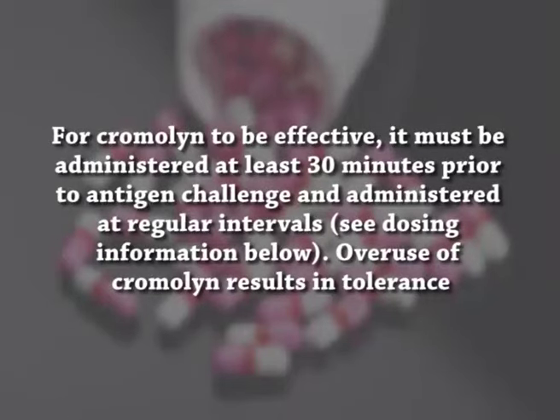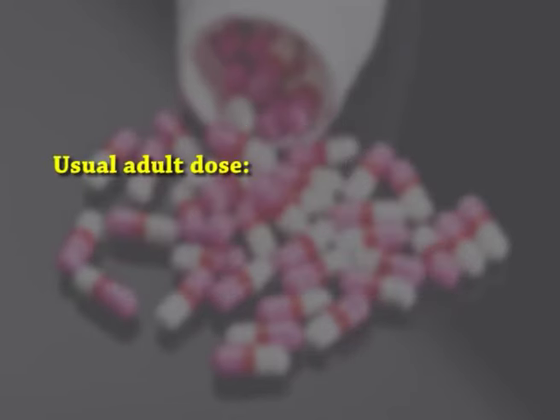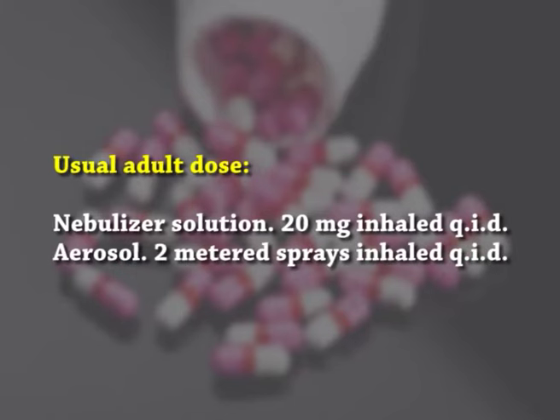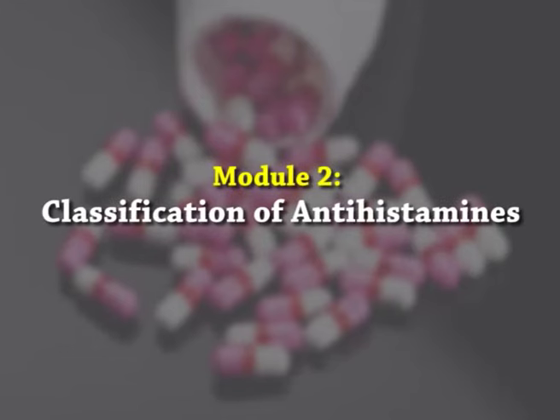For cromolyn to be effective, it must be administered at least 30 minutes prior to antigen challenge and administered at regular intervals. Overuse of cromolyn results in tolerance. The usual adult dose in nebulizer solution is 20 mg inhaled QID, and in aerosol form is 2 metered sprays inhaled QID. Now, module 2, classification of antihistamines.